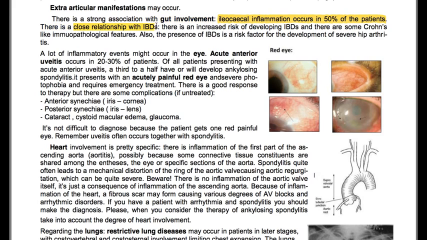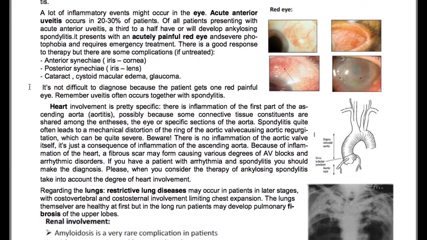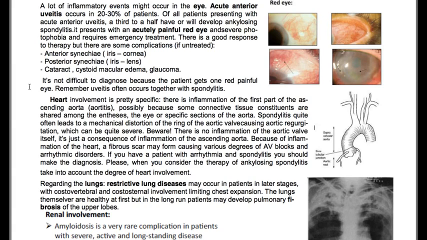A lot of inflammatory events might occur in the eye. We have acute anterior uveitis, which occurs in 20-30% of patients. Of all patients presenting with acute anterior uveitis, a third to a half have or will develop ankylosing spondylitis. It presents with an acutely painful red eye and severe photophobia and requires emergency treatment. There is a good response to therapy, but there are some complications if untreated. Can have anterior synechia in the iris and cornea, posterior synechia in the iris or lens, and cataract with cystoid macular edema and glaucoma. It's not difficult to diagnose because the patient gets one red painful eye. Remember, uveitis often occurs together with spondylitis.